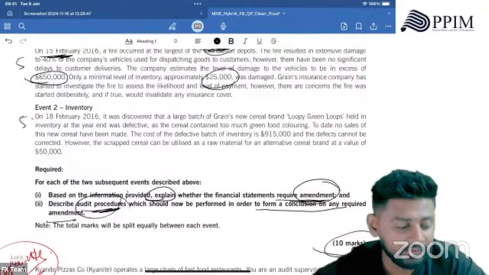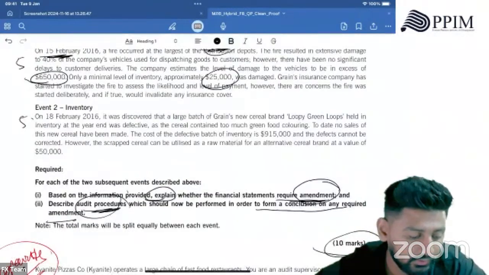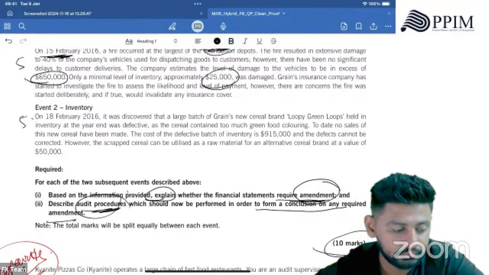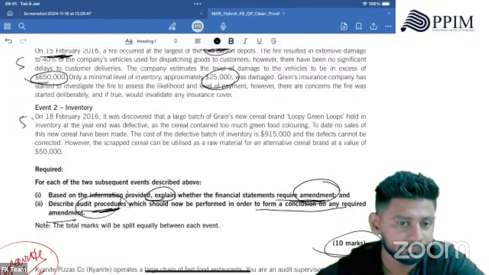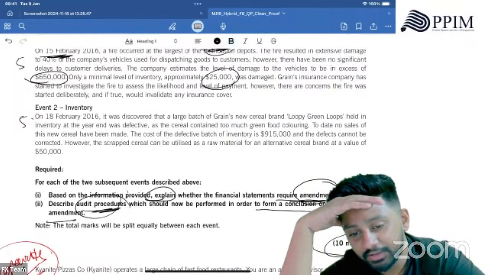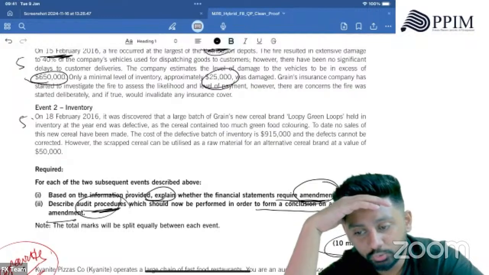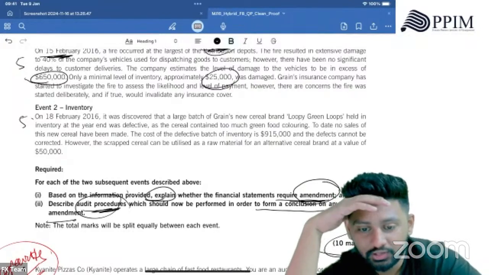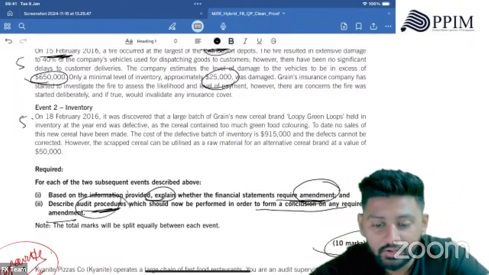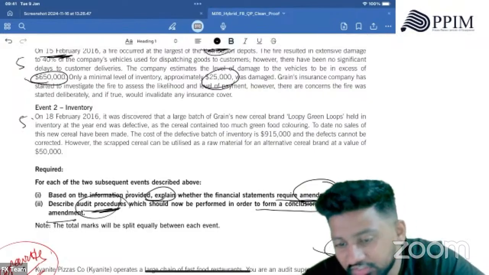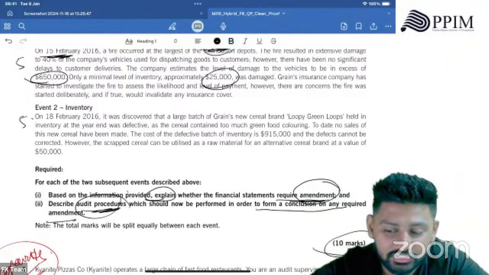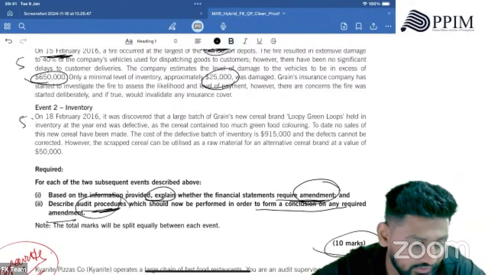Okay, event 2. Take a minute and answer event 2 for me. On 18 February 2016, it was discovered that a large batch of grains, new cereal brand Loopy Green Loops, held in inventory at the year end was defective, as the cereal contained too much green food coloring. To date, no sales of this new cereal have been made. The cost of the defective batch of inventory is 915,000, and the defects cannot be corrected. However, the scrapped cereal can be utilized as a raw material for an alternative cereal brand at a value of 50,000. Now, what is that?